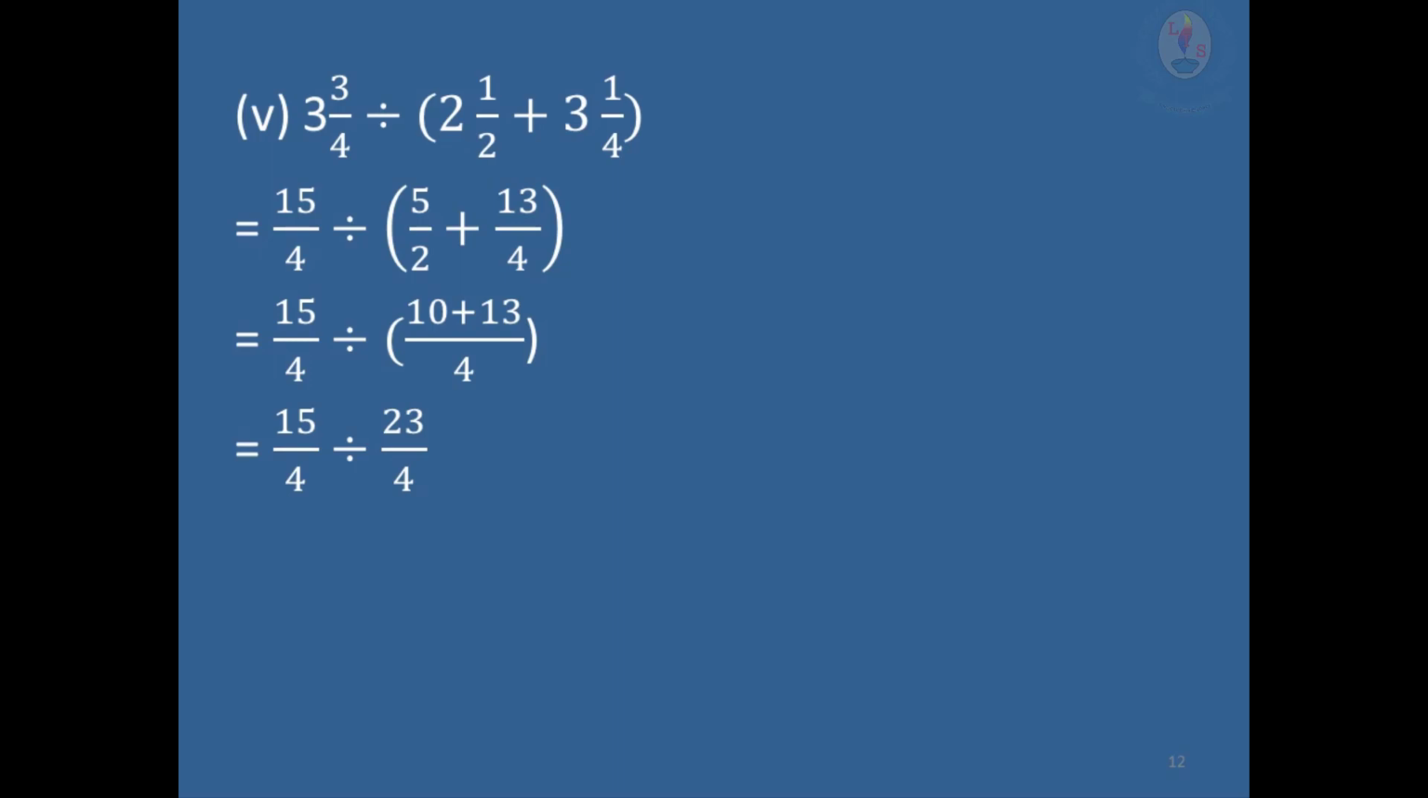Now we need to divide this. We need to take the multiplication of the reciprocal of the second fraction. 15 over 4 multiplied by, take the reciprocal, 4 over 23. Now you can cancel out 4 and 4. The answer is 15 over 23.